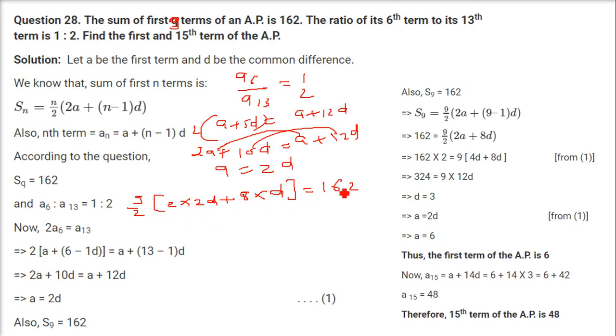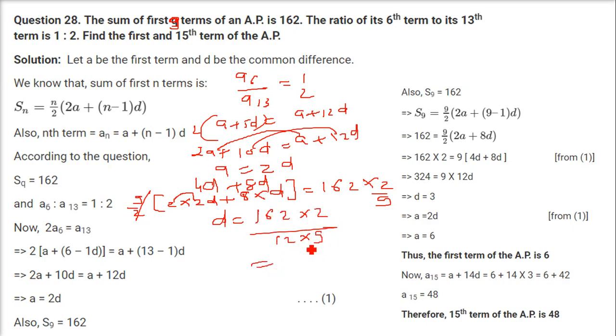So this is 2 by 9. This is 2 into 2, 4D, and this is 8D. So we get 12D here, right? So this becomes D equal to 162 by 2, 12, and 9. So effectively you are going to get 3 only. So D is 3, and now A was what? A was 2D. So A equals 2 into 3, that is 6. So A is 6 and D is 3.